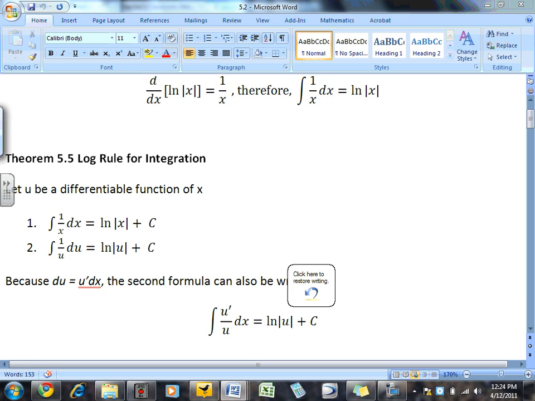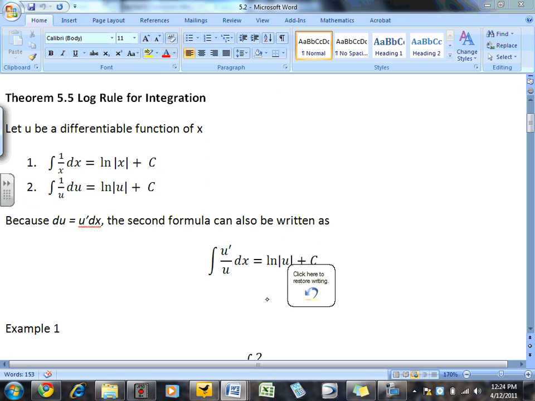You know, the log rule for integration, here's broken down in a nice little theorem for you. All right, the integral of 1 all over x dx equals natural log of x plus c. And again, we can still do our u substitution, and that's what number 2 is showing you there. All right, because du equals u prime times dx, so this part right here is what I'm saying.